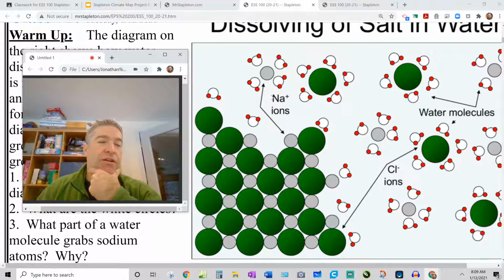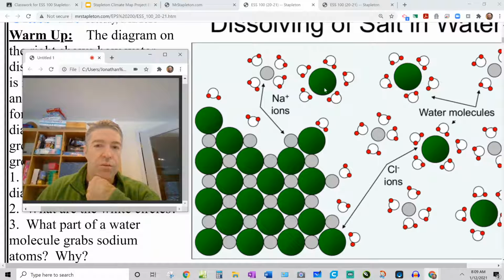So even if we didn't already know it, if you didn't remember this, the oxygen must have a negative charge, and that's what's attracting them. So water molecules are attracted to sodium ions or sodium atoms because the negative end of the polar water molecule is attracted to the positive sodium.